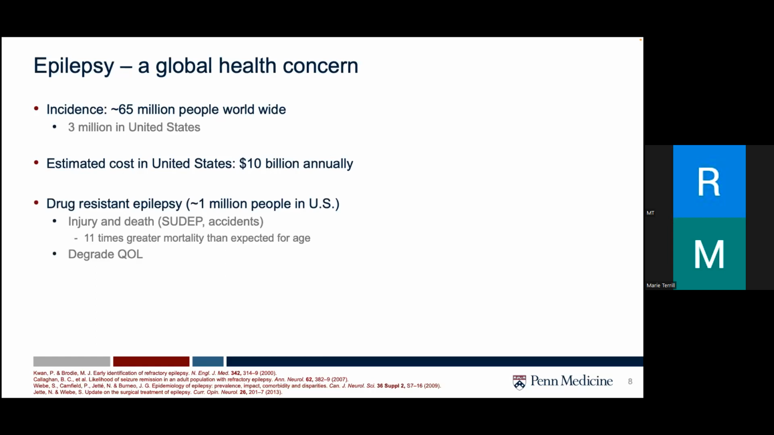The mortality is usually 11 times higher compared to our general population. The unpredictable nature of seizures can also limit an individual's ability to drive and maintain employment, which also leads to significant disruptions in their daily lives. So addressing this comprehensive need for individuals is crucial.